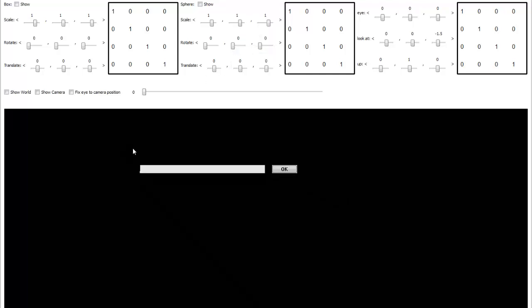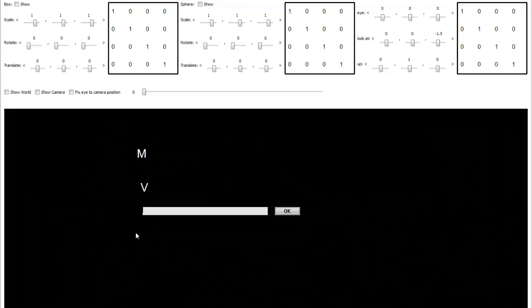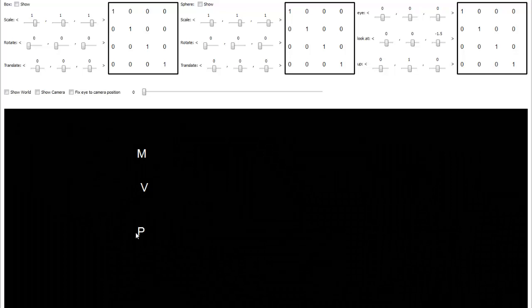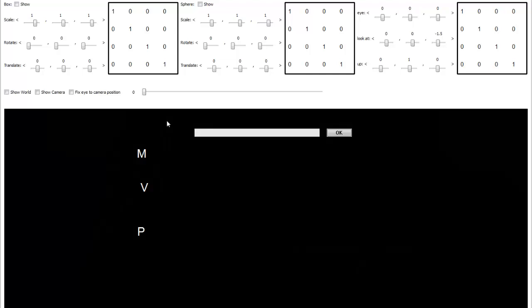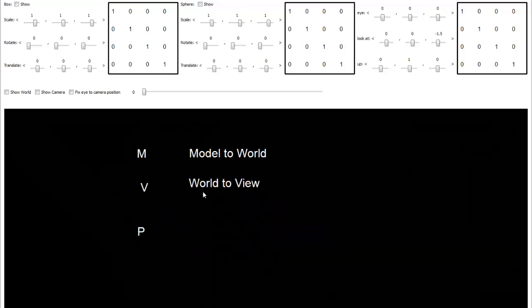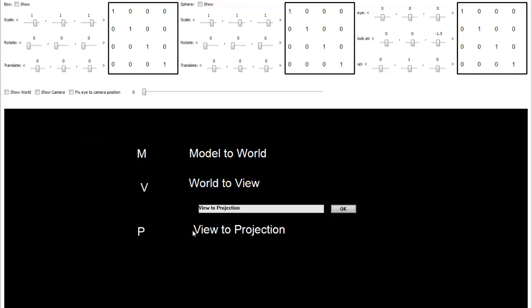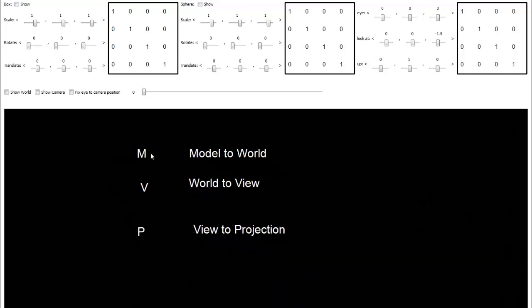You've probably heard of the famous matrices: model, view, and projection. But I think model, view, and projection, those terms are a little bit ambiguous because it doesn't really tell us what the matrices are doing. Instead, I like to call this model to world, world to view, view to projection. Because that's exactly what each of these matrices are doing.